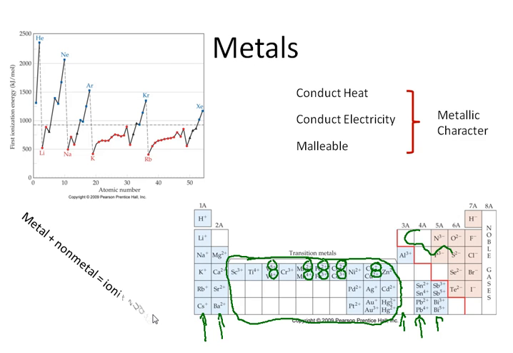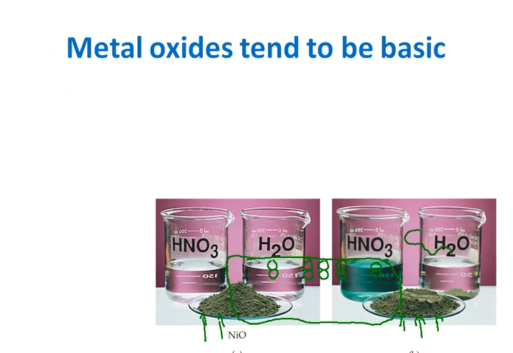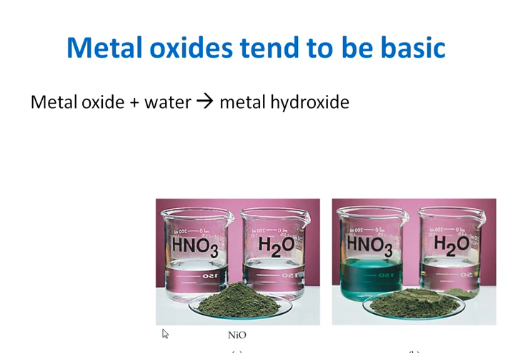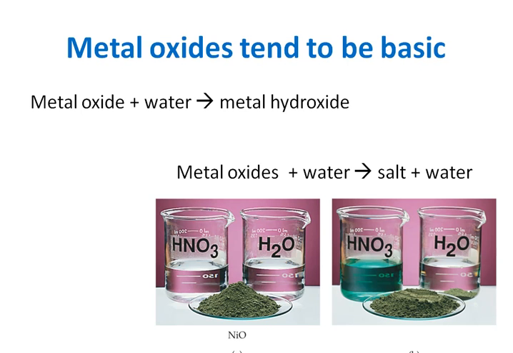Okay, and then we need to state that metals plus nonmetals equal an ionic substance, which you guys should already know. Positive plus negative, ionic substance. Okay, metal oxides tend to be basic. Metal oxide plus water equals a metal hydroxide. You don't get much more basic than a hydroxide, all right? And metal oxides plus acid equal a salt plus water. This is another example of the fact that metal oxides are basic, okay?